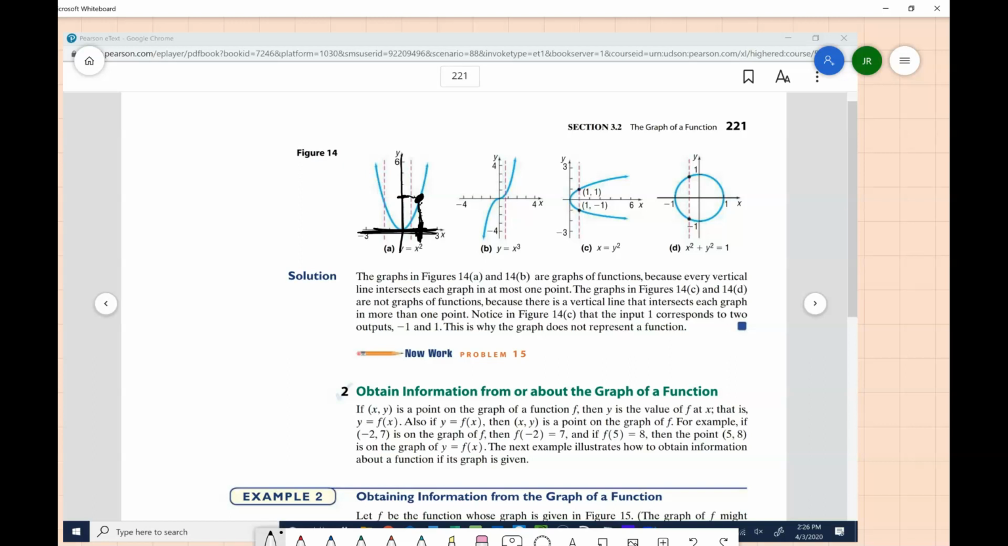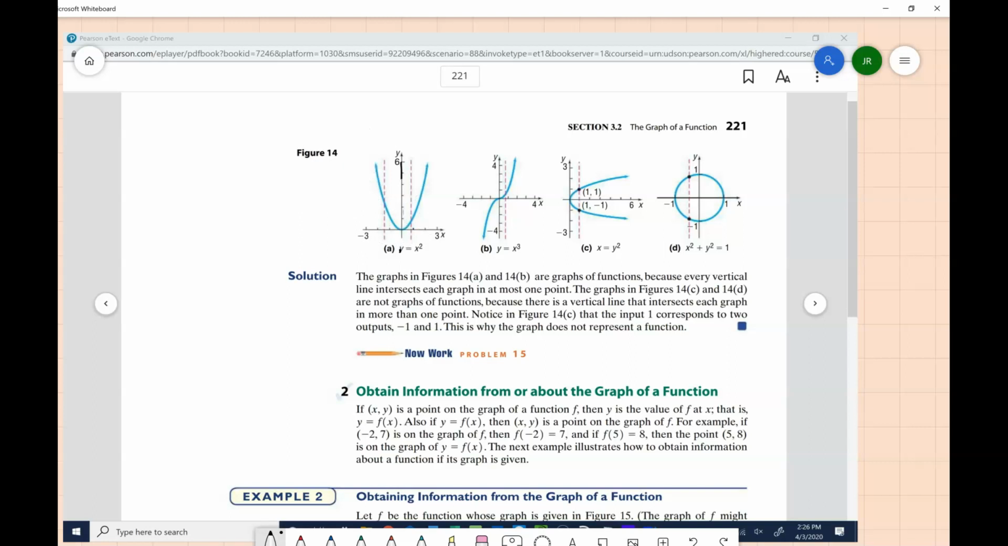Is that the case for every point we come across along this horizontal axis? If I pick one way over here, it's going to go up and we're going to hit the graph somewhere right in here, and therefore there will only be one output associated with that input. And that's going to be true for every single input on that graph.